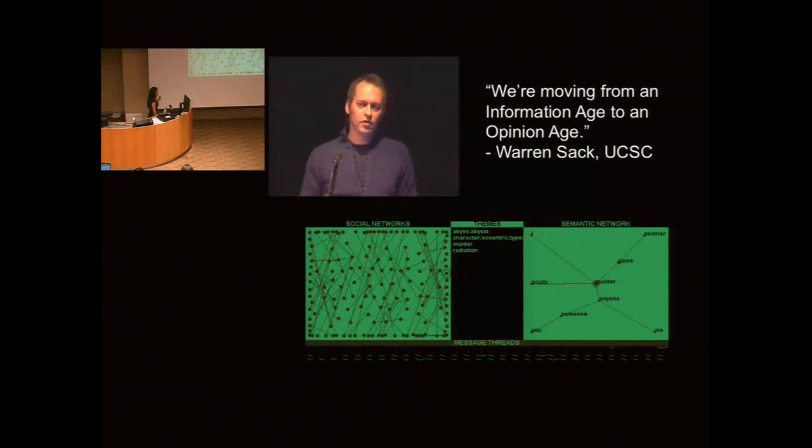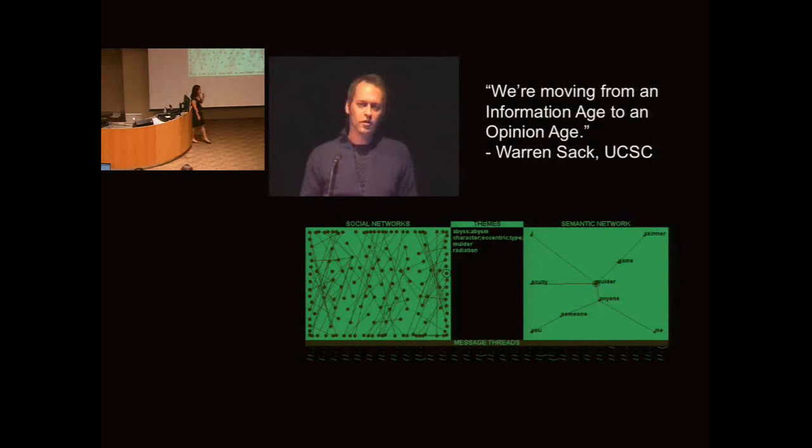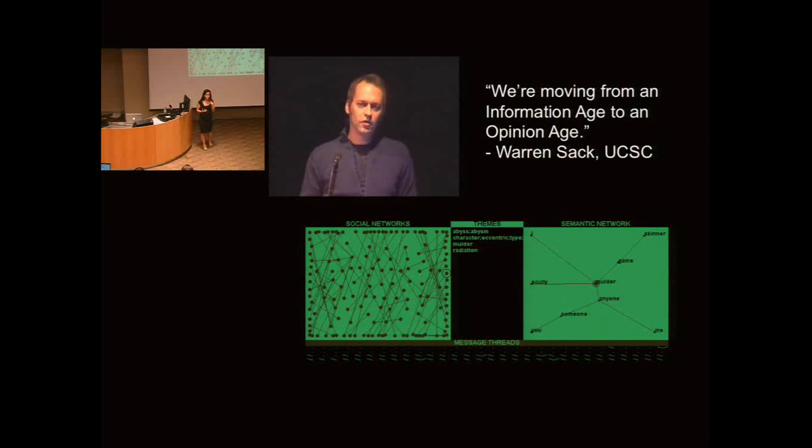And this leads me to a quote by Warren Sack, who's a colleague at UC Santa Cruz. What he says is that we're now moving from an information age to an opinion age. And I really think this couldn't be more true. The early days of the internet was about collecting and gathering information and displaying it, much like in a very fancy library, let's say. But today, it's more about social interactions. We want to know what our friends have to say about anything, and we want to be able to interact with each other and share information with each other. We don't just want this static collection of information.